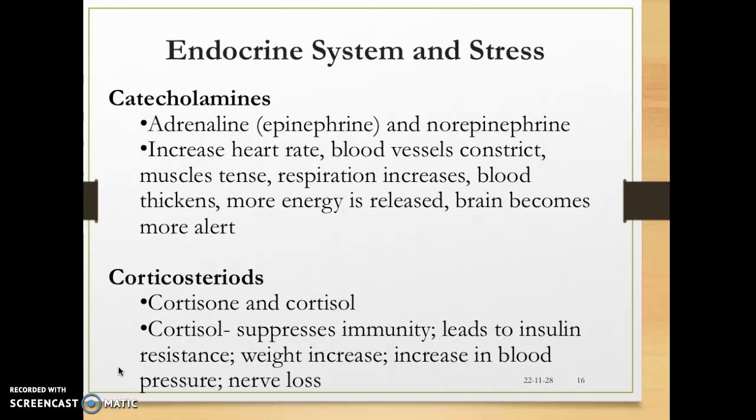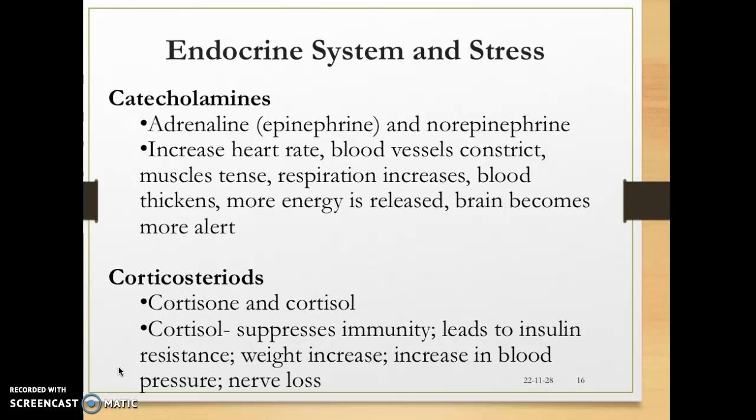When the body is under stress, there are two major groups of hormones released to combat this stress. There are the catecholamines and the corticosteroids. When we look at adrenaline, increased adrenaline results in increased heart rate. High catecholamine levels are related to certain illnesses and diseases like diabetes, heart disease, and stroke.